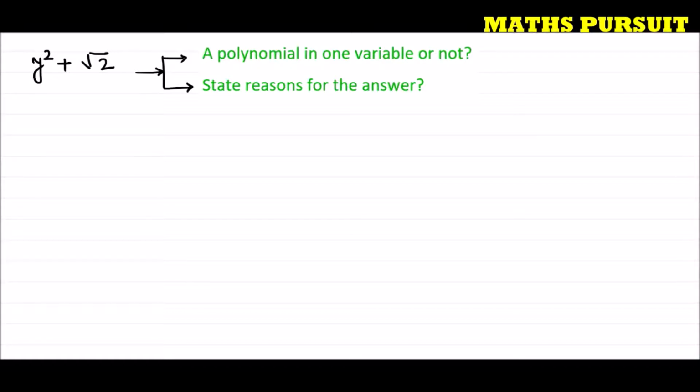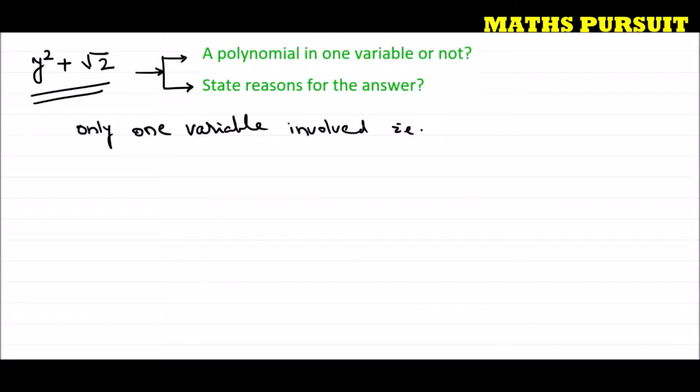Now from the question you could see that there is only one variable involved, that is y. If there were multiple variables like x, y, z, then the answer would be different. So here we can easily say that this is a polynomial in one variable. Why? Because only one variable is involved. So this is our answer.